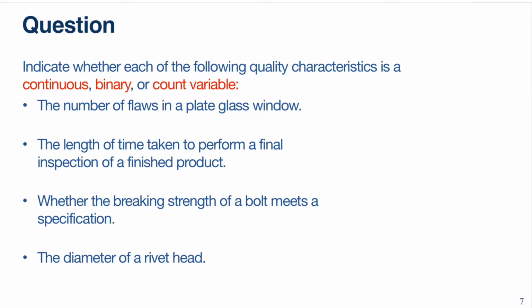Now, in the following cases, we need to identify if the variable is continuous, binary, or count. The first case is the number of flaws in a plate glass window. So how can we identify this variable? The keyword is number, so therefore this one is a count variable. The second one is the length of time taken to perform a final inspection of a finished product. That will be continuous, binary, or count? Well, time is continuous, it is the length of time. So this is continuous.